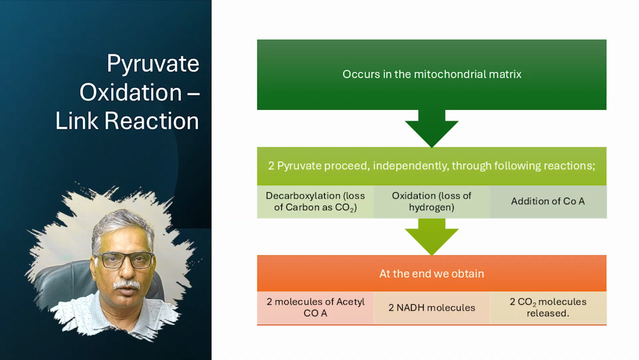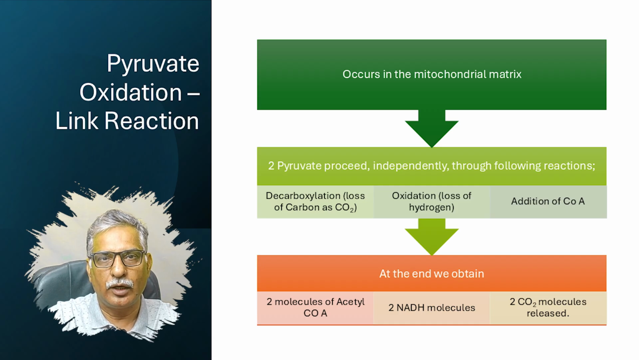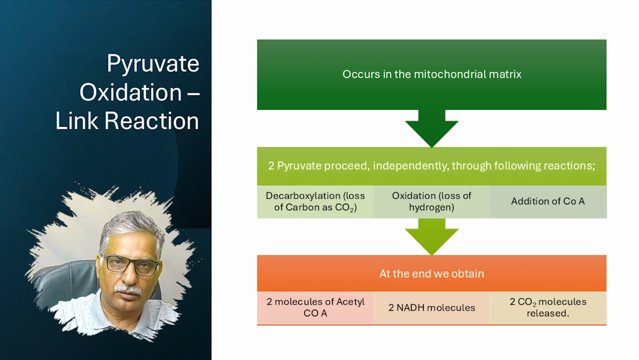At the end of glycolysis, for one glucose molecule, we obtained two pyruvate molecules. Each pyruvate is a three carbon molecule. With the help of special channel proteins, these pyruvate molecules enter the mitochondria, where in the matrix of the mitochondria, each pyruvate molecule undergoes a link reaction. This process is also known as pyruvate oxidation.